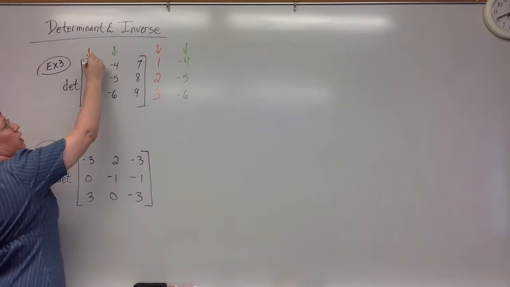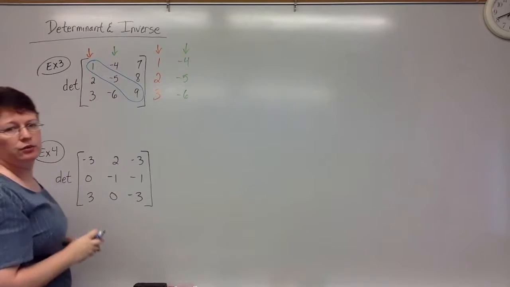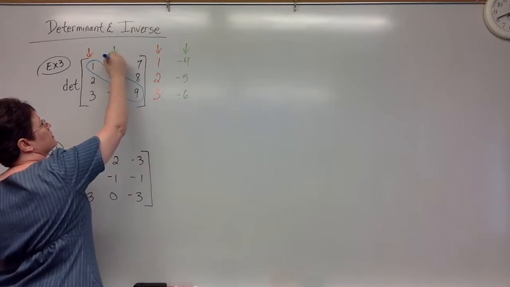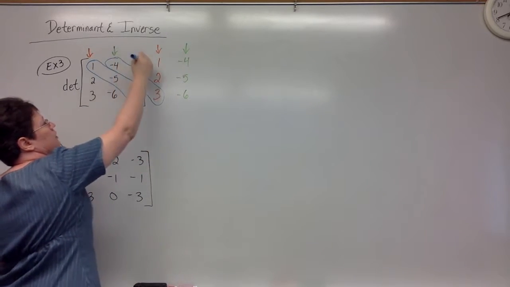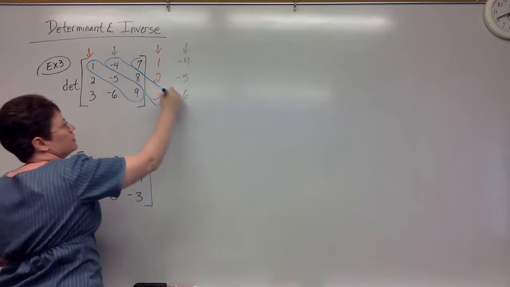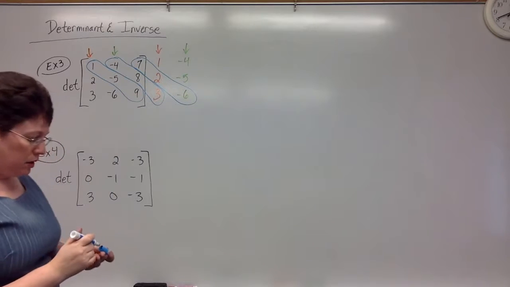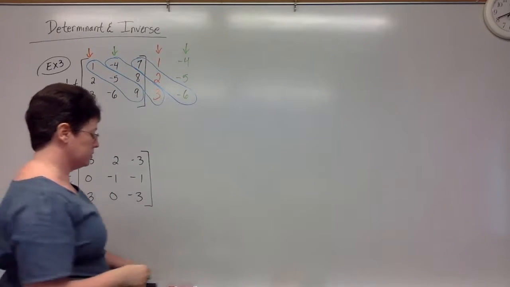You may be confused by that, but it's okay. So I said the 1, go down the diagonal. There's a down right there. 1, -5, 9. The next down, -4, 8, 3. The last down, 7, 2, -6. Okay? So we're going to put that all together. All right? This is what we do.